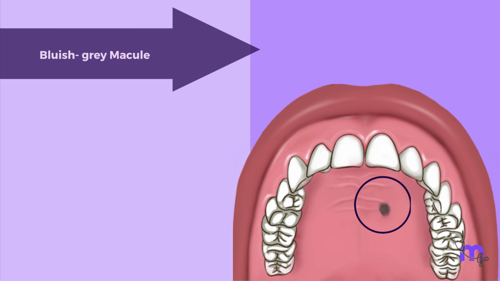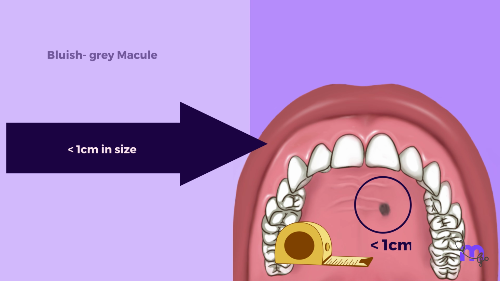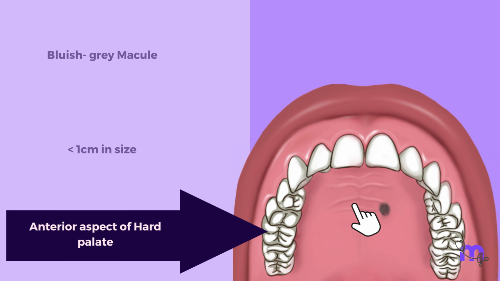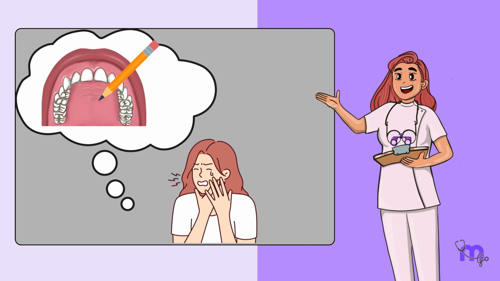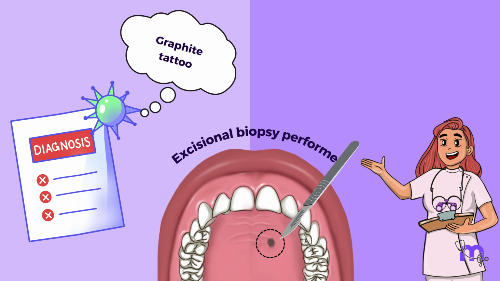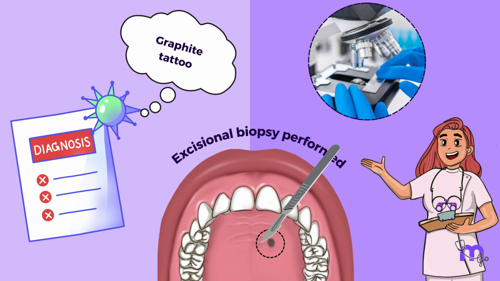Here is a bluish-gray macule, less than 1 centimeter in diameter, present on the anterior aspect of the hard palate. The patient recalled an incident at the age of 13 when she pierced her palate with the tip of a pencil. The clinical diagnosis was a graphite tattoo, and an excisional biopsy was performed for confirmation.